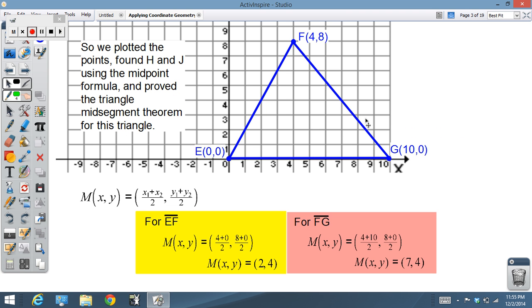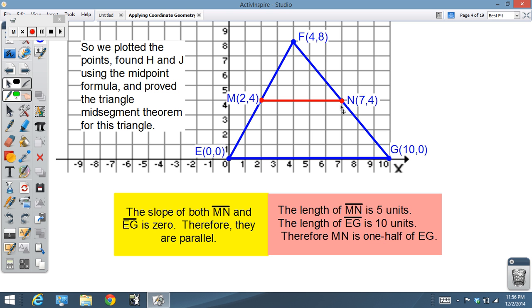So what we did, we plotted the points that it told us to, and then we used the midpoint formula to find the midpoints. For EF it was 2, 4, and you can follow along with the calculations yourselves, remembering the midpoint formula. And for FG it was 7, 4. So we plotted those midpoints, drew our midsegment, and then looked at the figure, and we realized that the slope of both the midsegment and the base are 0, therefore they must be parallel, and that the length of MN, well, we can just count 1, 2, 3, 4, 5, is half of the 10 units on the base. So we proved the triangle midsegment theorem for that particular triangle.